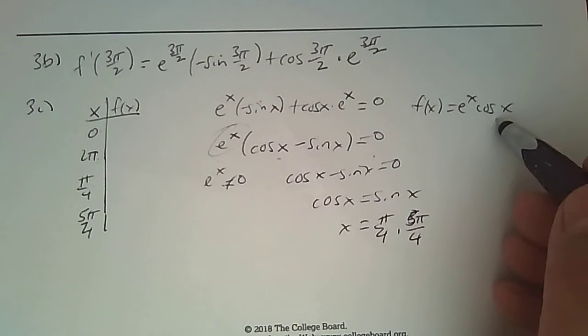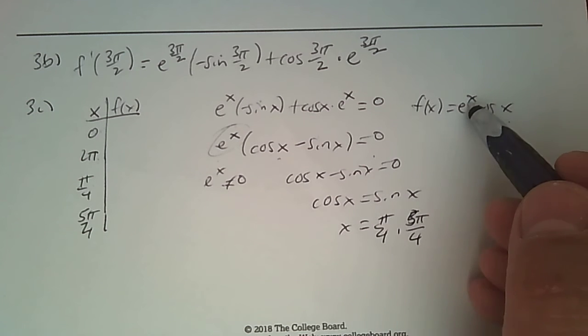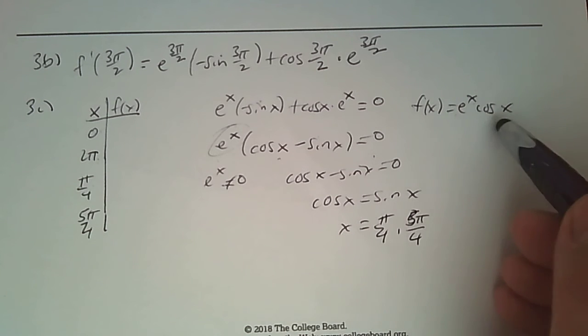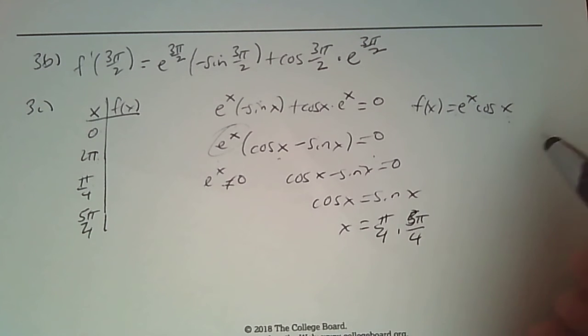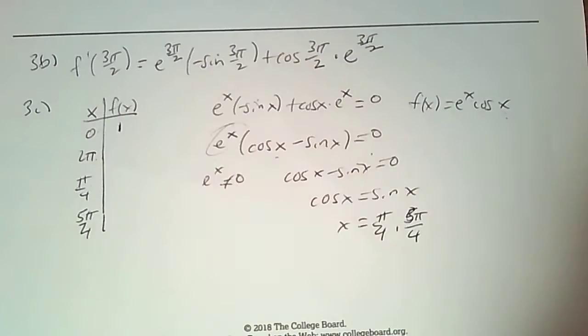Well, 0 and 2 pi will give you the same answer for cosine, but not for the e part. So if I plug in 0, e to the 0 is 1. What's the value of cosine at 0? That's the x-coordinate at 0 degrees, or 0 radians, and that value is 1. So that's 1 times 1, which is 1.